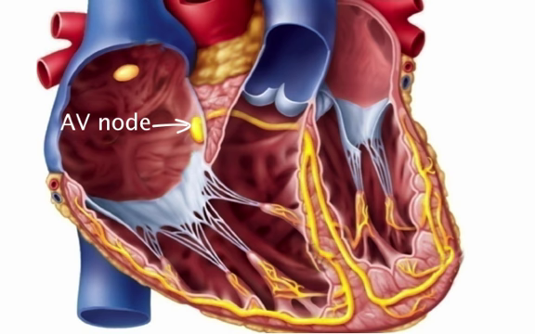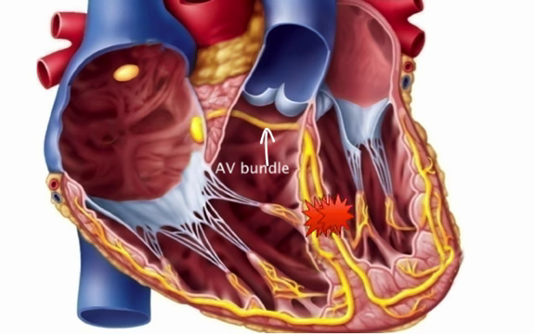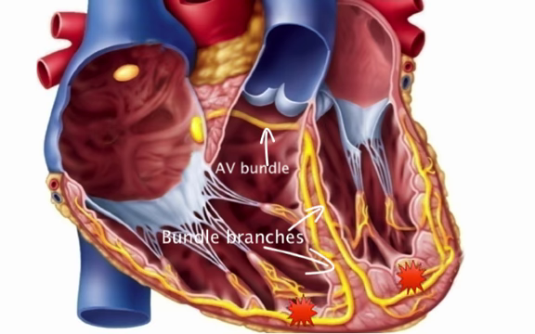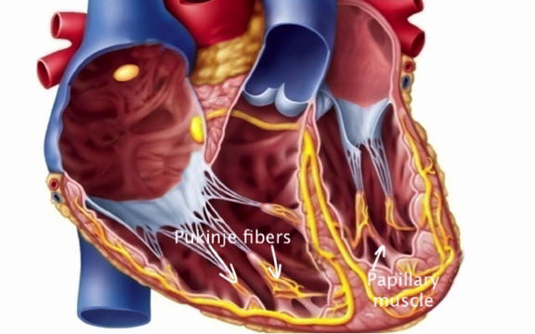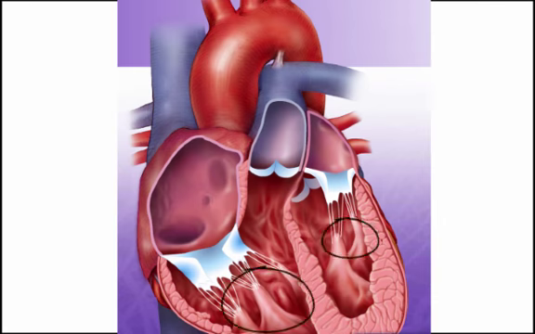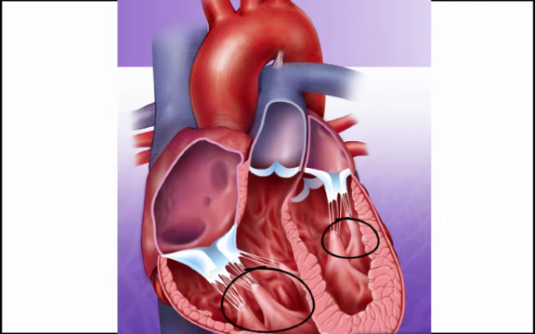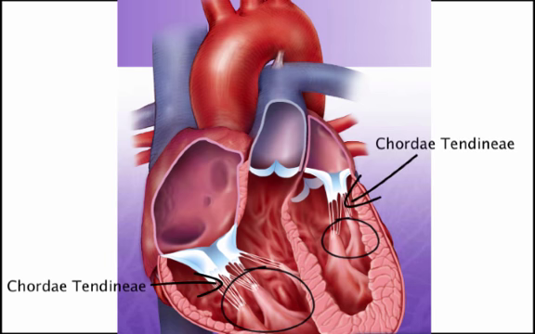Instead of immediately causing ventricular contraction, the impulse travels from the AV node to the AV bundle. Then it goes down the interventricular septum. The AV bundle splits into the bundle branches and goes to each ventricle's papillary muscles via further branching called Purkinje fibers.